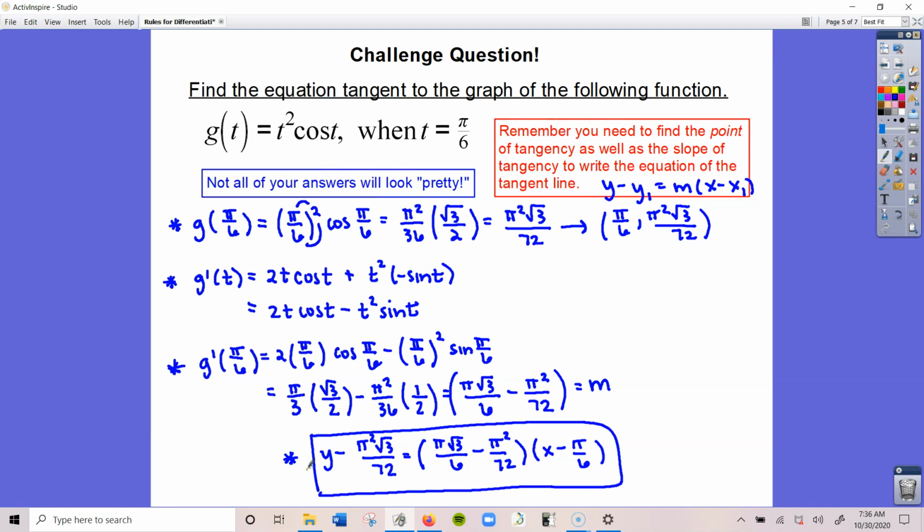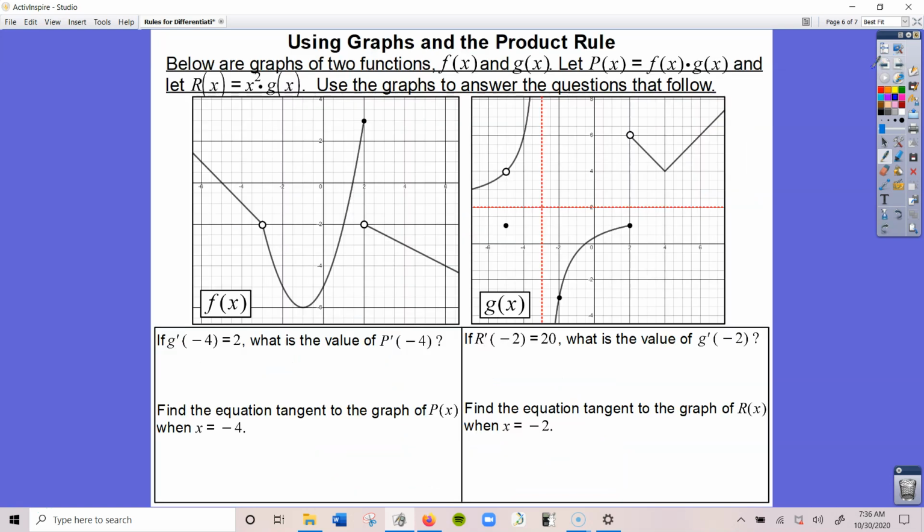And that would be the equation of my tangent line. Now we're going to look at how we can apply the product rule using graphs. Here we have graphs f of x and g of x. And it says here that p of x is equal to f times g, and r of x is going to equal x squared times g. And we're going to use these graphs to answer these questions.